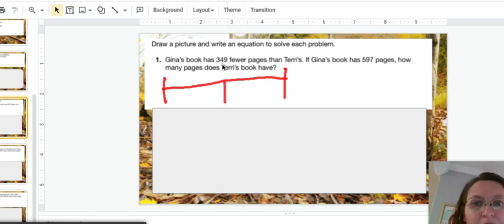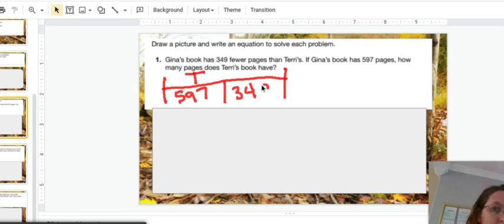So it says Gina's book has 349 fewer pages than Terry's. If Gina's book has 597 pages, how many pages does Terry's book have? If I am solving this problem, the first thing I know is that I don't know how many pages. But I'm going to put a T for Terry. But I do know that Gina's book has 597 pages, and there's an additional 349 pages to total the amount of pages that Terry's book has.